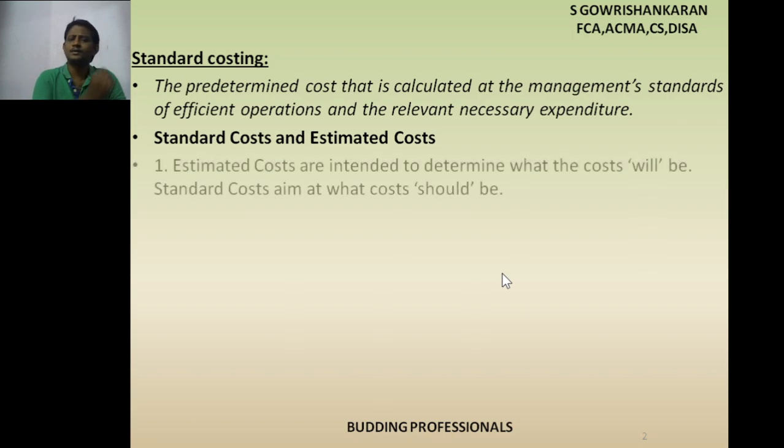So estimated costs are intended to determine what the cost will be. Standard cost is what the cost should be. So estimated cost is approximate, this is what we can expect. But in case of standard cost, the management will take a decision. This is what should be, this we have to achieve. Okay. For performance, standard cost will be taken. Estimated is like an expected cost.